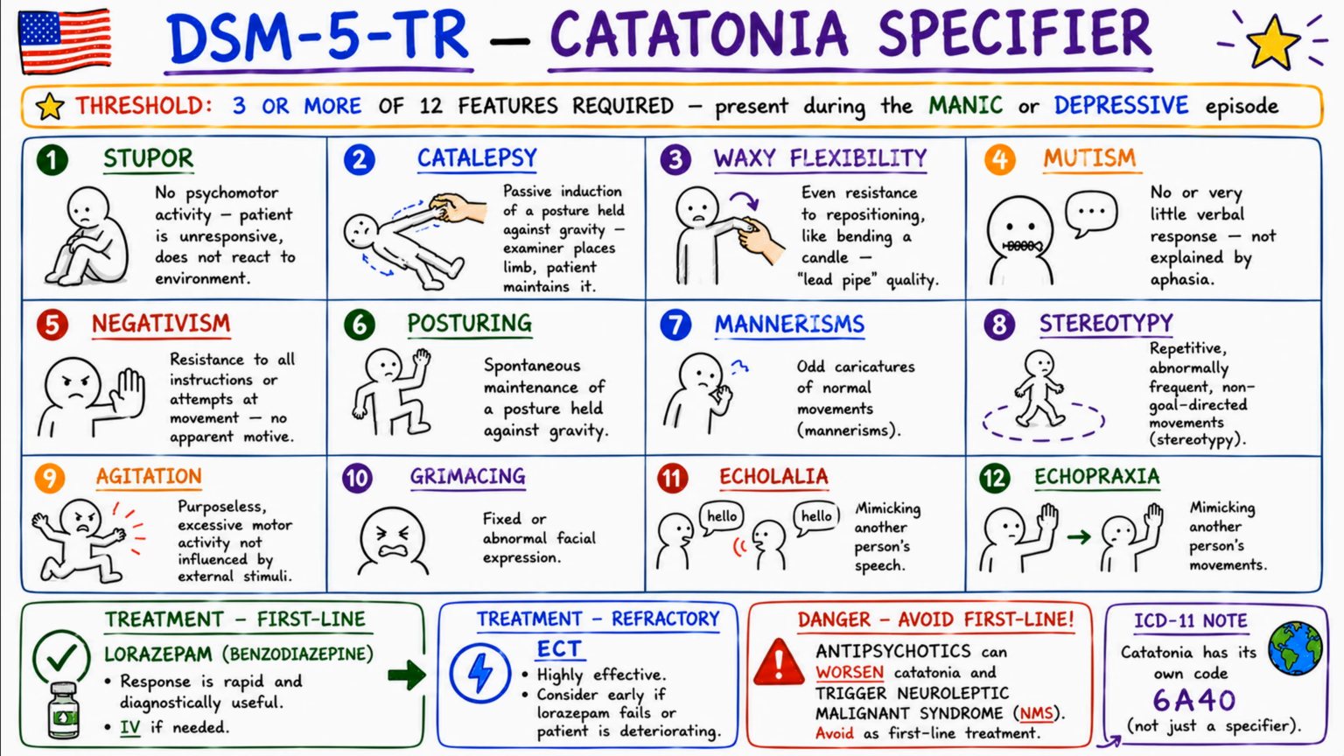Now the most important clinical point, and the one that gets people hurt if they get it wrong. Lorazepam first. It can produce a dramatic response within minutes. That response is actually useful diagnostically. If catatonia lifts significantly with lorazepam, you're more confident in the diagnosis. ECT is for cases that don't respond to benzodiazepines. And antipsychotics, do not use them first. They can worsen the catatonic state, and they carry a real risk of triggering neuroleptic malignant syndrome in a catatonic patient. NMS is life-threatening.